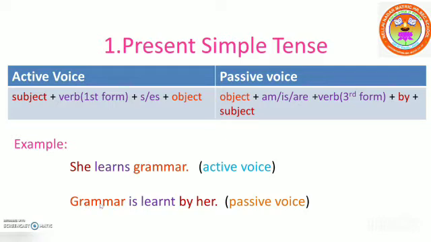So here grammar is singular in number. So we use singular verb is, and followed by the be verb, we use the third form of the verb used in active voice. So what is the third form of learn? Learnt. Then by, and then the subject. Here the subject is a pronoun. So the subjective pronoun is changed into objective pronoun. That is, she is changed into her.